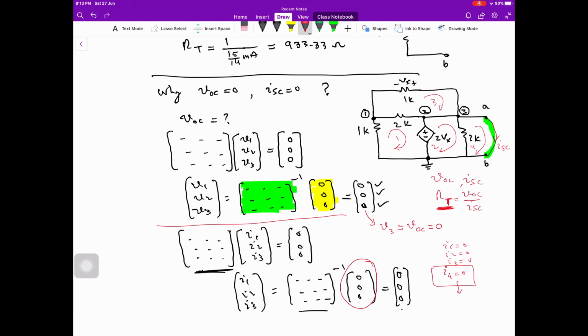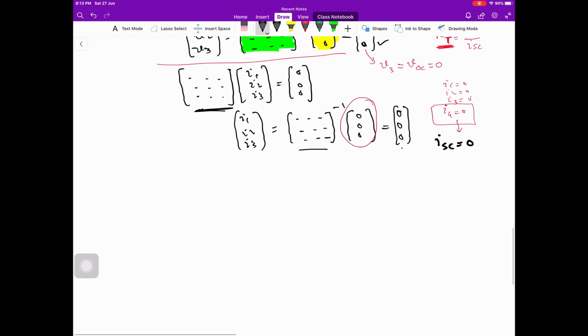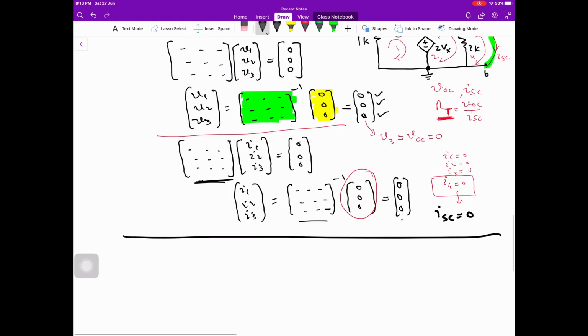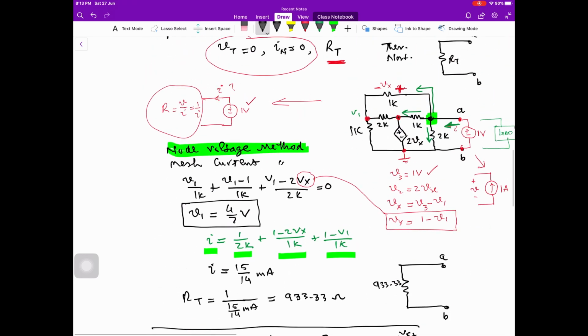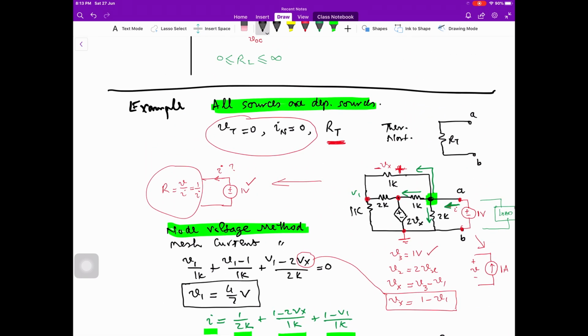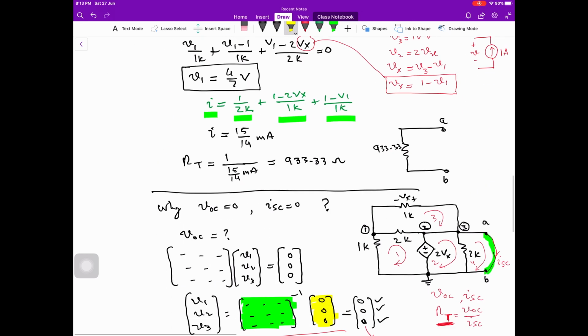And what is I4? I4 is I short circuit, which will be 0. That's it. It means that when all sources are dependent sources, our Thevenin or Norton equivalent will be only one resistance. Thevenin resistance, you can say Thevenin or Norton because both are the same.